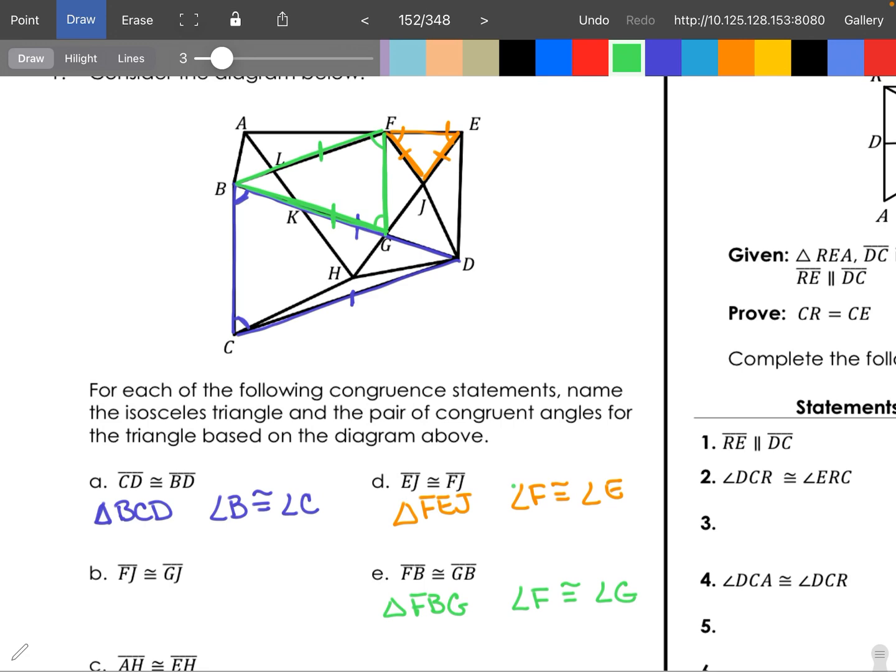Do you see what's happening? Have you picked up on the pattern yet? What the pattern is, is that your base angles, or that first letter there. Okay, that's pretty much it.